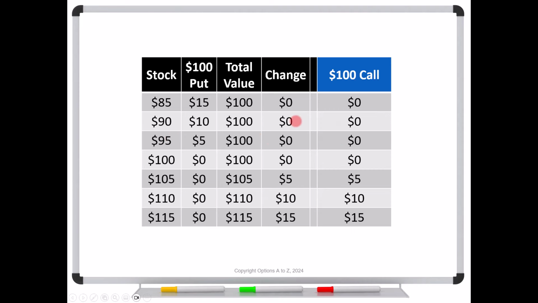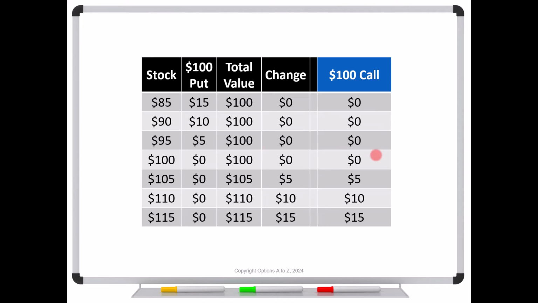So you'll see that no matter what you pick, let's say if it goes from 95 to 100, this trader here that owns the stock plus put has a portfolio worth 100 with a stock at 95. It's worth 100 if the stock is 100. That's a 0 difference between those two. And for the call option, it expires worthless at 95. It expires worthless at 100. So the difference between those two is 0.